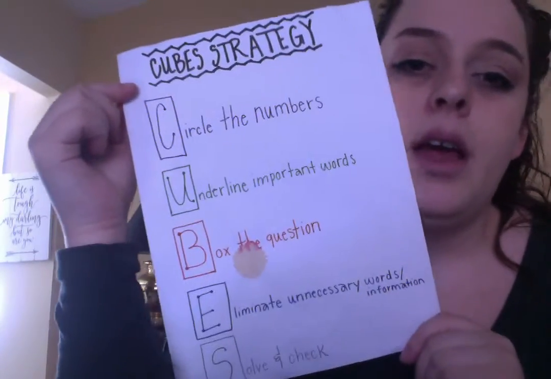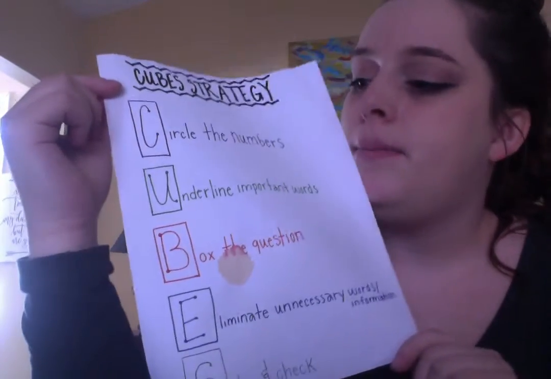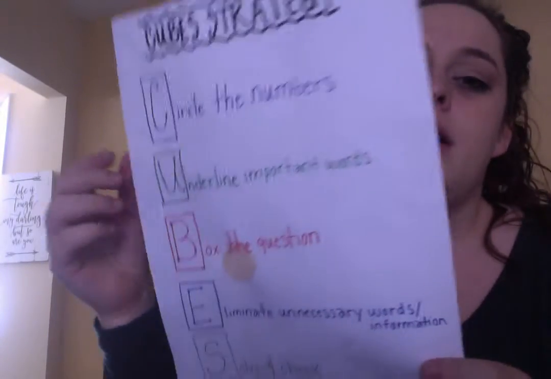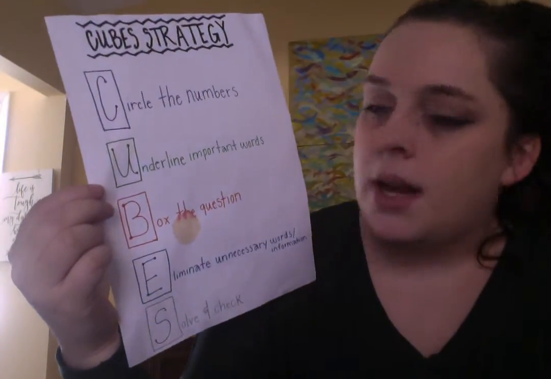So I hope this cube strategy will help you when dealing with story problems to organize your information. And hopefully this is something easy to remember for you. And I suggest using color coding also to help you not get things confused. And I hope this helps.